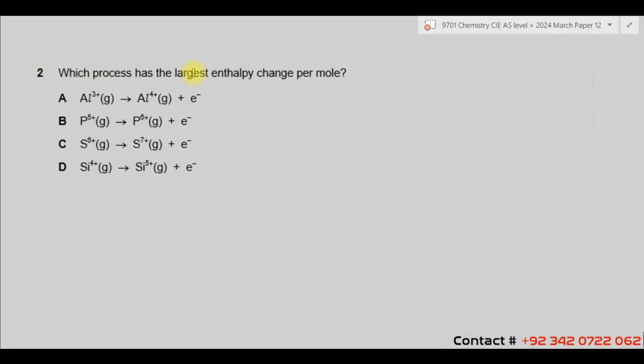Question 2. Which process has the largest enthalpy change per mole? Okay, we can see 1 electron is being lost by each of them. Let's see, we have aluminum 3 positive. Aluminum's atomic number is 13. Electronic configuration is 2 electrons in the first shell, 8 in the second shell, and 3 in the third shell. As we have aluminum 3 positive, 3 electrons are lost, leaving 2 in the first shell, 8 in the second shell. Now it becomes aluminum 4 plus, which means that an electron is removed from the second shell. So now we have 7 electrons in the outermost shell.